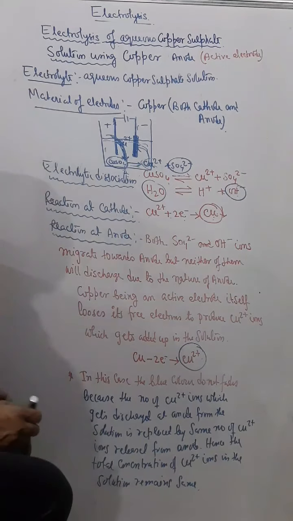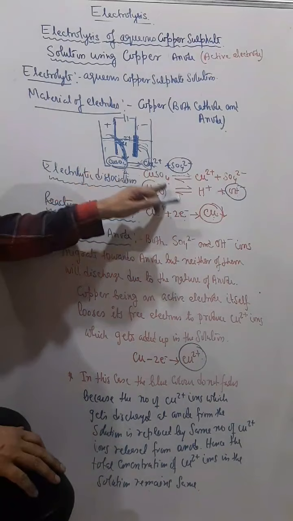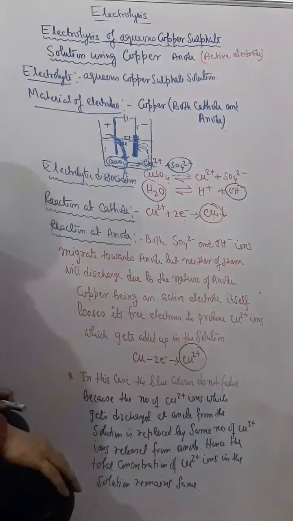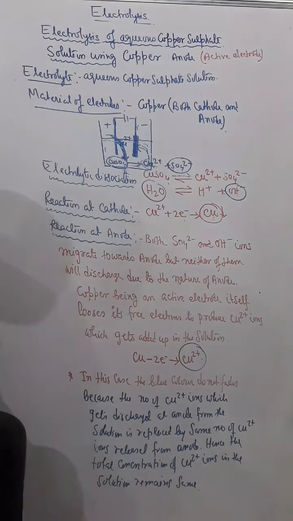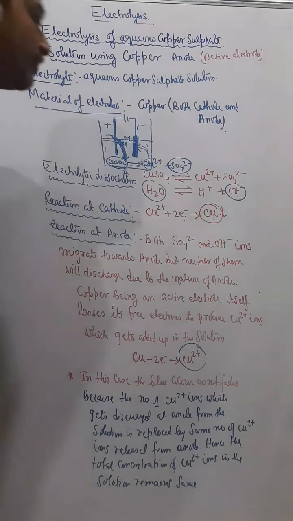If you remember, in the platinum case, with the platinum anode, the blue color of copper sulfate slowly fades, as I have told you. It is due to these copper ions. But you can understand the mechanism here. In this case the blue color does not fade, because the number of copper ions discharged at the cathode from the solution is replaced by the same number of Cu2+ ions released from the anode, and hence the total concentration of copper ions in the solution remains the same, and therefore the blue color of the copper sulfate does not fade. Okay, understand?